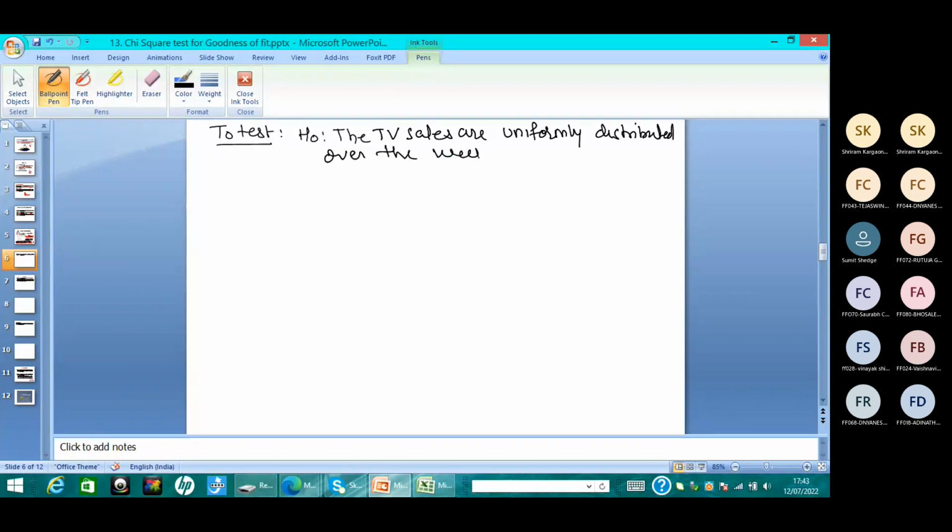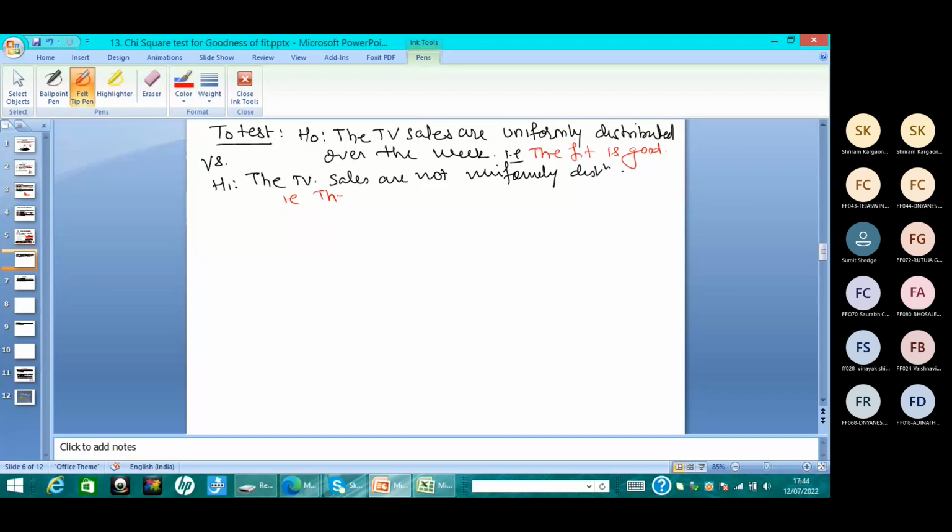What does this mean? The fit is good. Remember, okay? It means the fit is good. There should not be any confusion in your mind, and I don't like confusion in any of my students. Against it, what is the statement? The TV sales are not uniformly distributed. I don't write the entire statement now. That is, the fit is not good. I hope you understand this one.